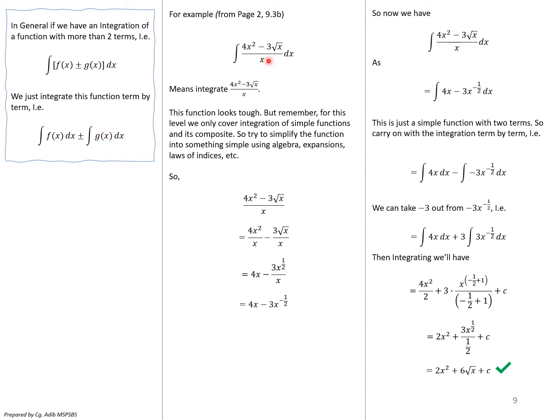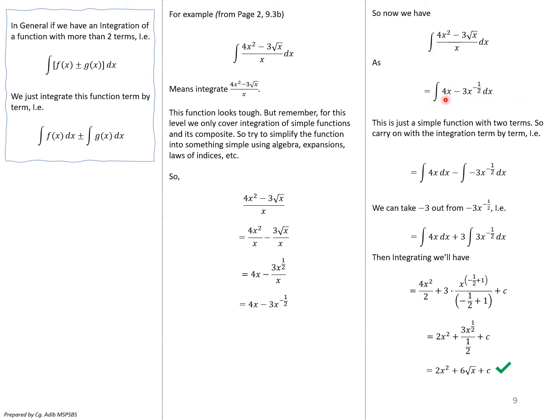For example, if you have this function, it looks complicated, but we only know how to integrate a simple function. So try to find a way to modify this expression by simplifying using algebra expansions or indices into a simple expression. Here you can see that if you separate this and simplify, then we'll get this. We're not integrating this yet, we're just changing the expression. So now we can express it as the integration of 4x minus 3x to the power minus half dx.